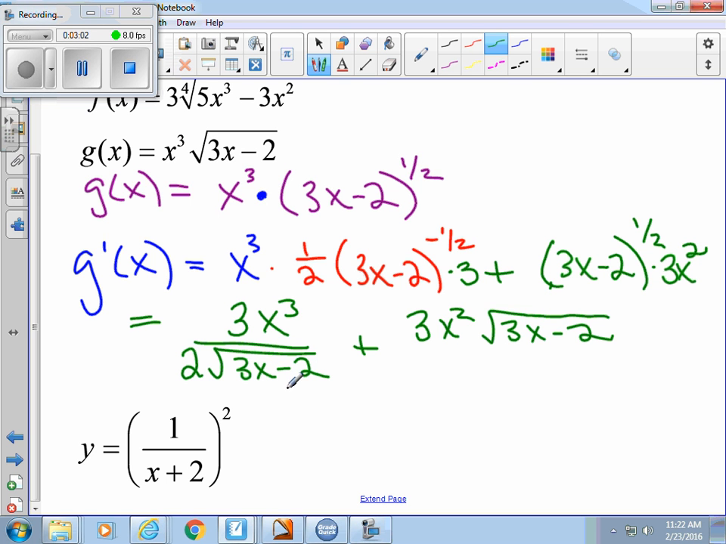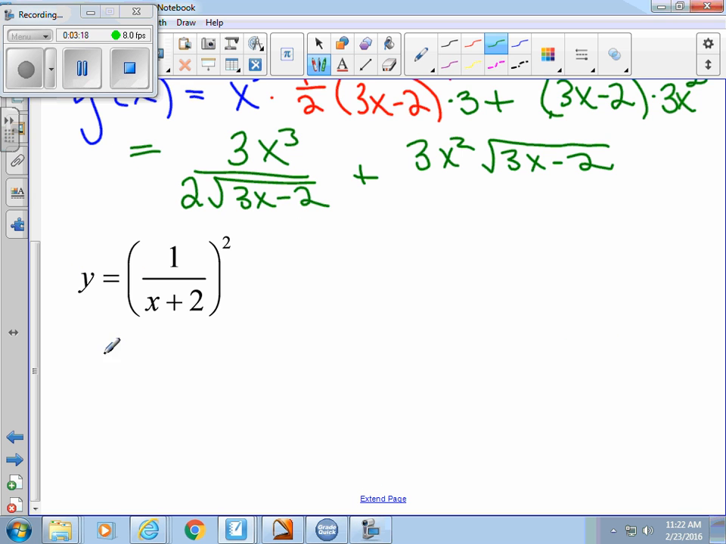Where did the square root on the bottom come from? Because there's a negative 1/2. Negative 1/2 moves it to the bottom. And then the 2 on the bottom came from the 1/2. Yep. And the 3 and the x cubed were on top. Yep. Can you scroll it down a little bit? Because my head's in the way. Is that far enough? No.